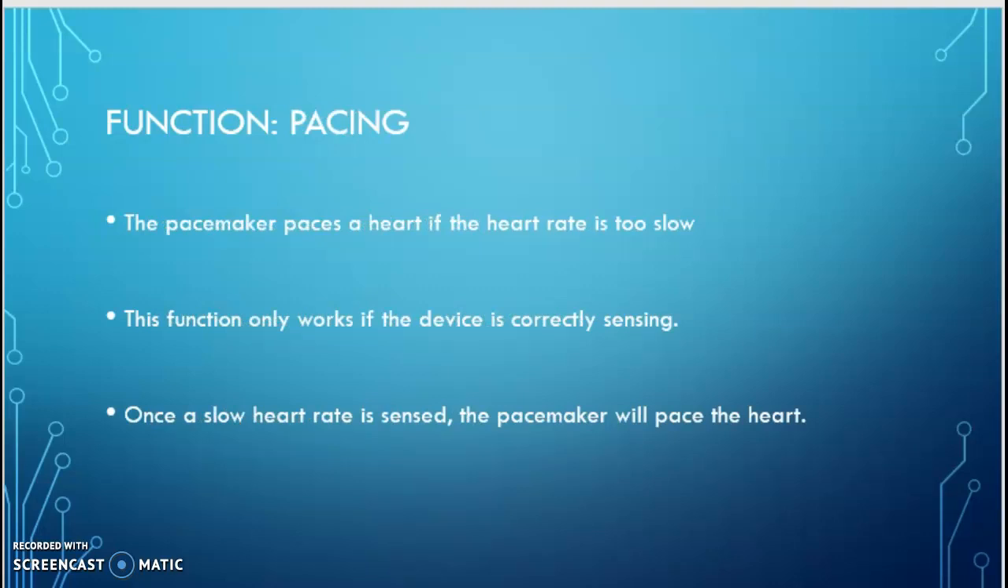The next function is what we all know about, which is pacing. This section will discuss the function of pacing. The pacemaker paces a heart if it's going too slow. This means it will actively make the heart beat faster through the combination of the can and the leads. However, this function only works if the device is correctly sensing. Remember, without sensing, the pacing function is useless.